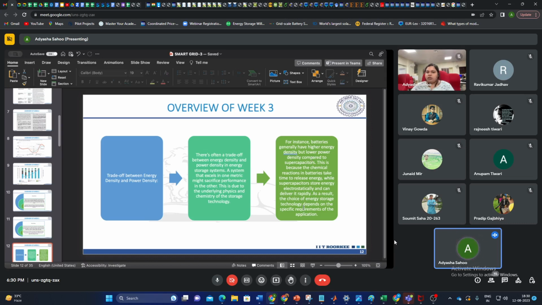So obviously the choice of the energy storage will depend upon your application. And we also know hybrid energy storage devices, where we use one high power and another high energy, and we combine them to get the best of both.